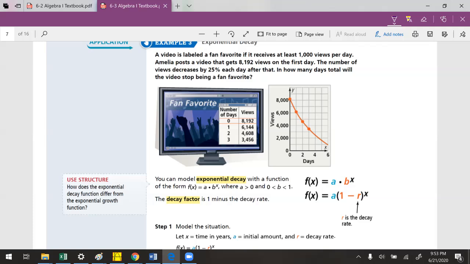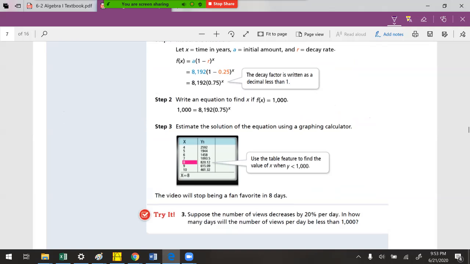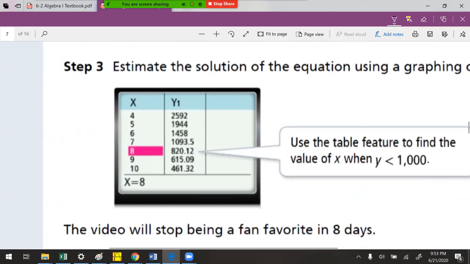So this is decay. It's 1 minus r. So that means it's 1 minus 0.25, which means it's 0.75, starting with 8192. We then graph it to figure out when it's going to be less than 1,000. And it looks like it's between 7 and 8 days because it alternates from over 1,000 to under 1,000. Okay?